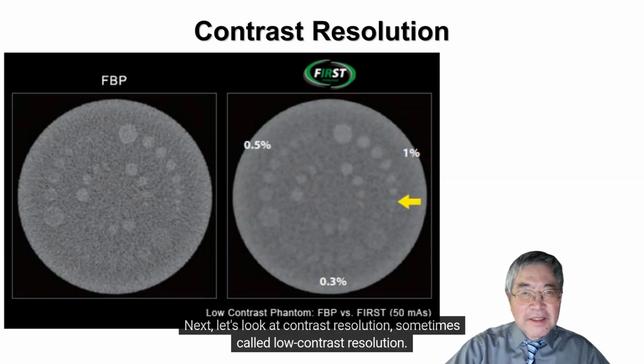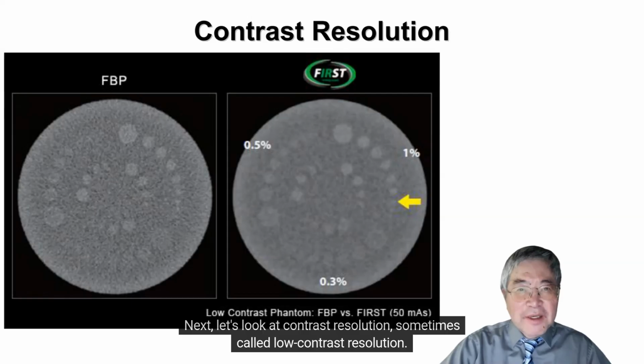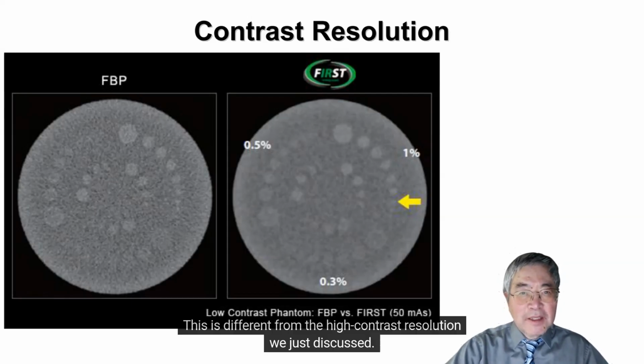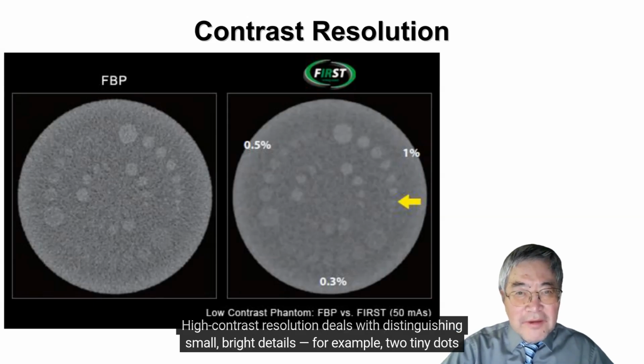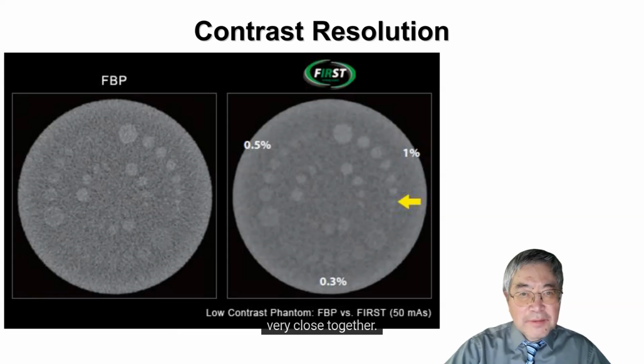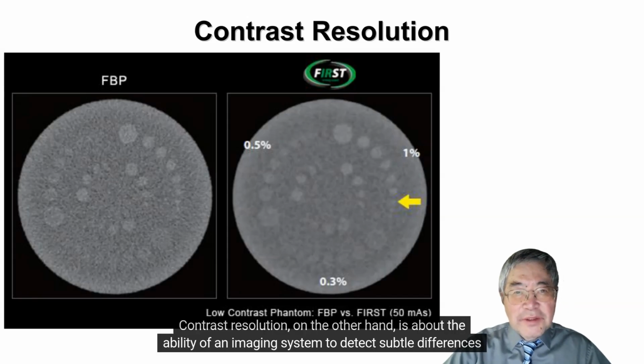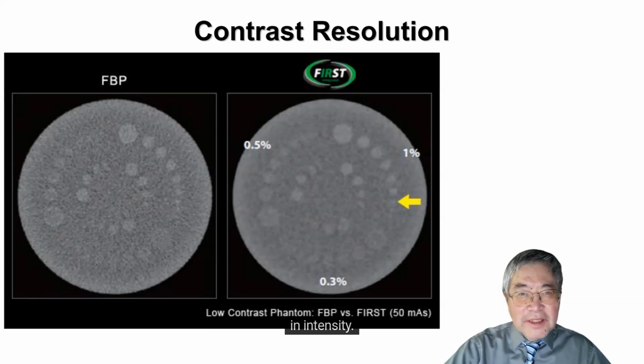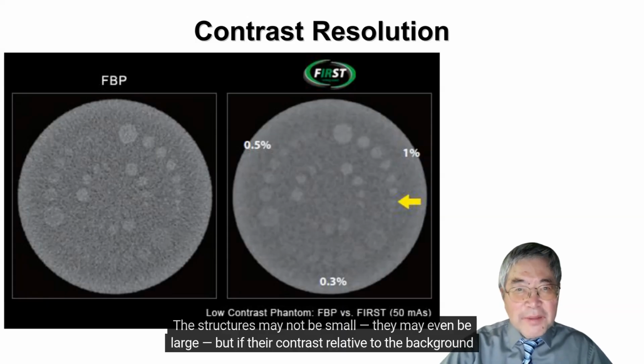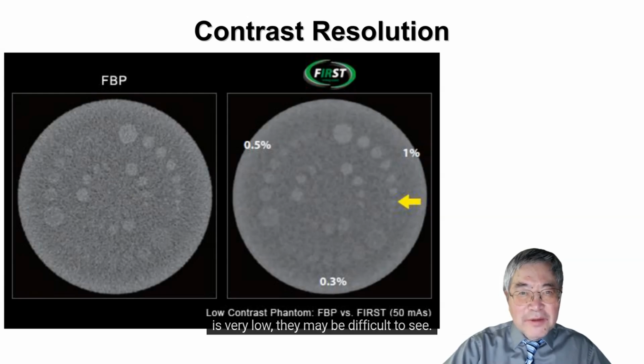Next, let's look at contrast resolution, sometimes called low contrast resolution. This is different from the high contrast resolution we just discussed. High contrast resolution deals with distinguishing small, bright details, for example, 2 tiny dots very close together. Contrast resolution, on the other hand, is about the ability of an imaging system to detect subtle differences in intensity. The structures may not be small, they may even be large, but if their contrast relative to the background is very low, they may be difficult to see.